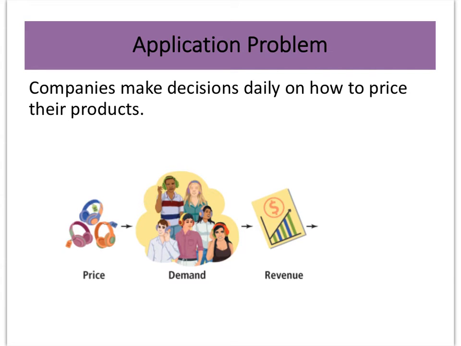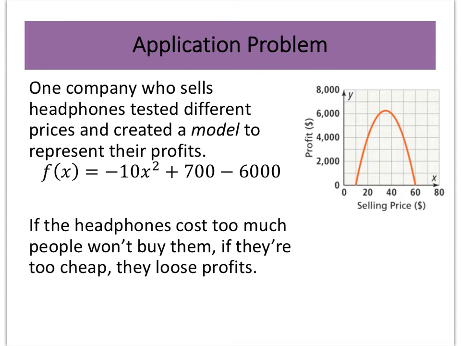So something that companies actually do is they make decisions on how to price their products. And so when they price their products, people buy them and they generate revenue. There is really a big problem though: sometimes if they cost too much, people won't buy them, and if they're too cheap, then you lose profits that you could make. And so there's this ideal price that you want for a selling price for a particular product, and you've got to test that out.